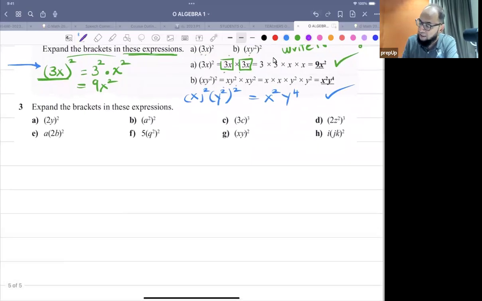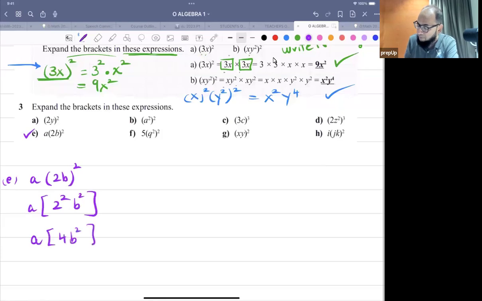Let me choose another one, E. a into 2b whole square, that's a into 2 square b square. And this one is a into 4b square. Multiply it out, so that is 4ab square. That is the answer.